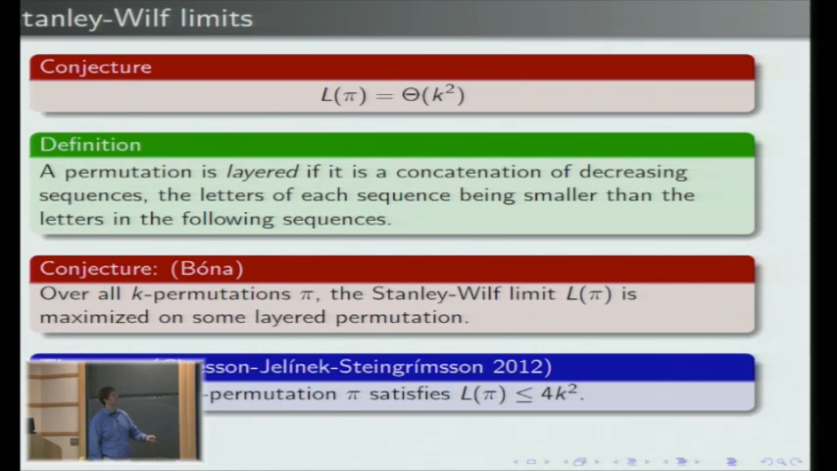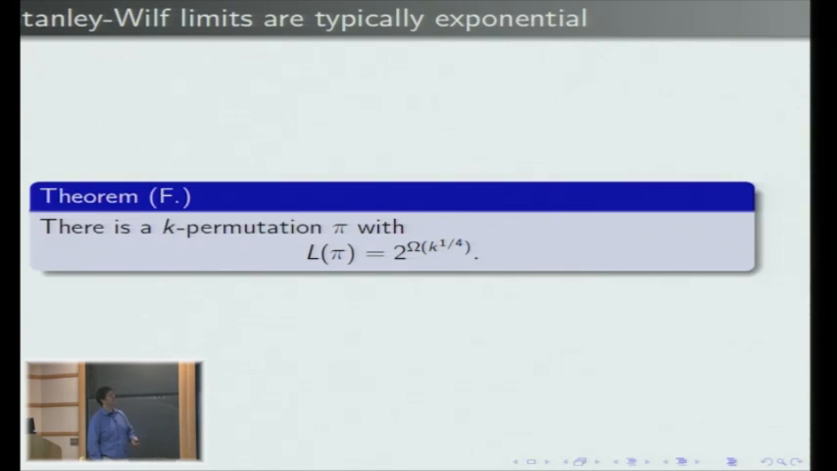So if this conjecture of Bóna is true, then the original conjecture is also true. And the first main result I want to tell you about is that all of these conjectures are false. In fact, there's a k-permutation π where the Stanley-Wilf limit is exponential in k^(1/4). In fact, almost all k-permutations will satisfy a slightly weaker estimate, where you lose a log factor in the exponent. Okay, so we'll prove this. And this is in terms of the lower bound. What about the upper bound?